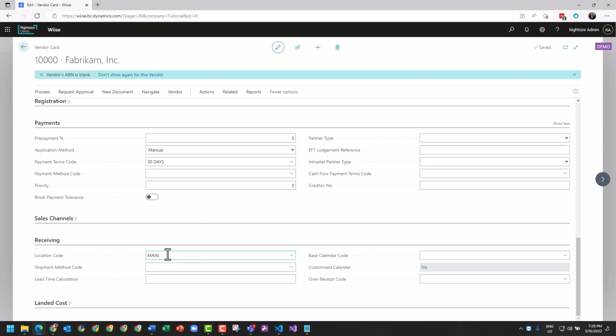The location code, again, pretty important. And that sums up what we would be using as the required fields for a finance department.